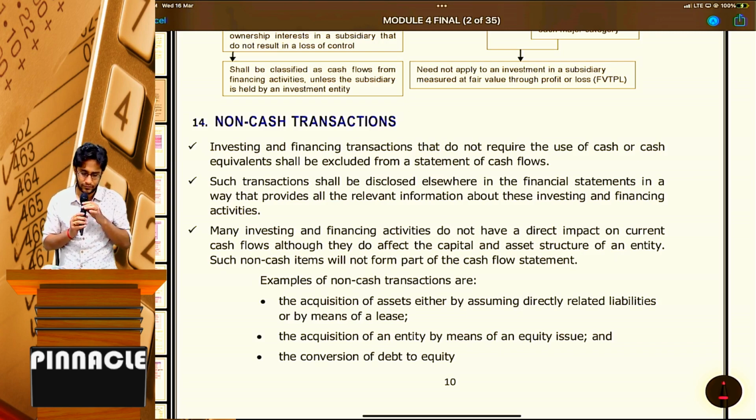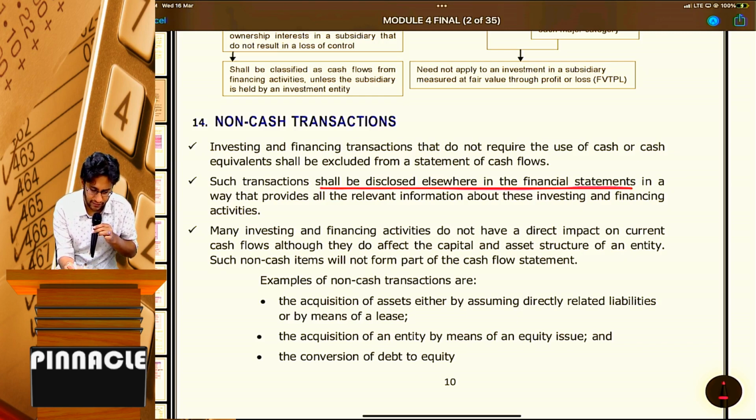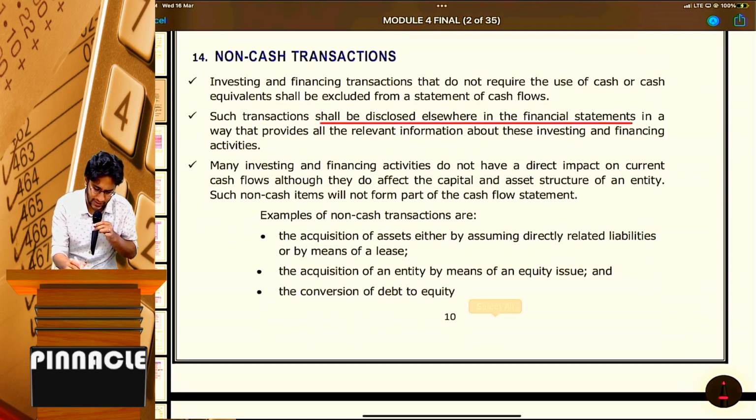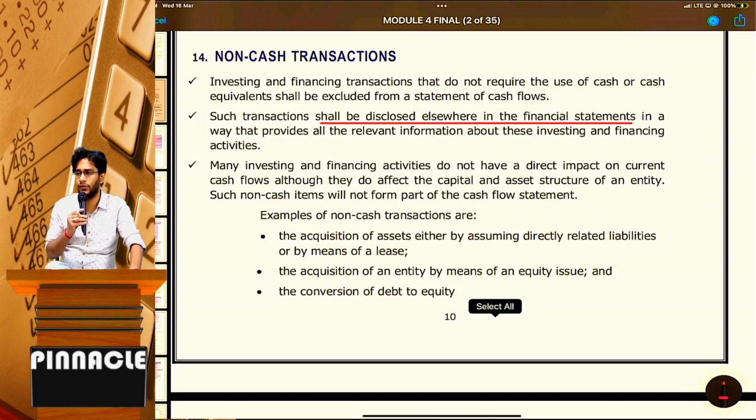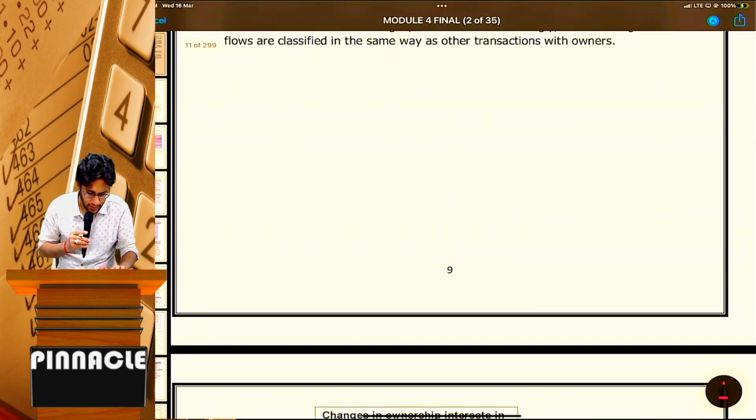Our point he is telling. Such transactions shall be disclosed elsewhere in the financial statements in a way that provides all the relevant information about these investing and financing activities. They will not form part of the cash flow statement. Examples: acquisition of assets either by issuing directly related liabilities or by means of a lease, the acquisition of an entity by means of an equity issue, or conversion of debt into equity. Bonds you convert into equity shares. Entry: bond to equity shares or creditor to equity shares, but you did not pay any cash for that, no? So it won't come anywhere. The non-cash.